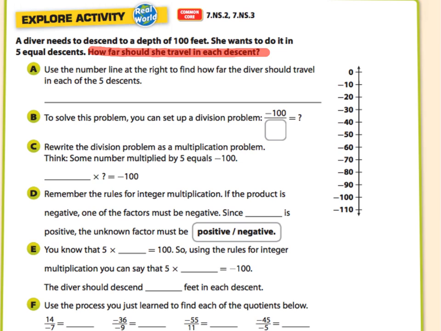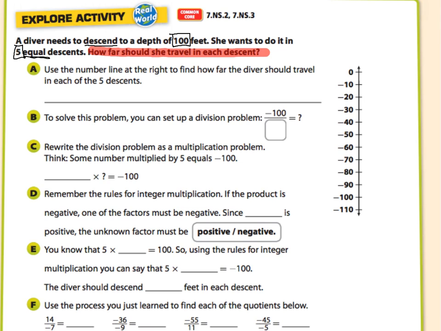Okay, so let's find those important numbers. 100 feet. She wants to do it in 5. And then we want to equal. So she wants to do it in 5 equal descents. Okay? And descend is important here because that tells us that she wants to get to a negative 100 feet.